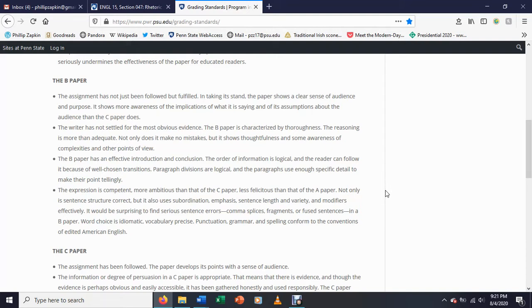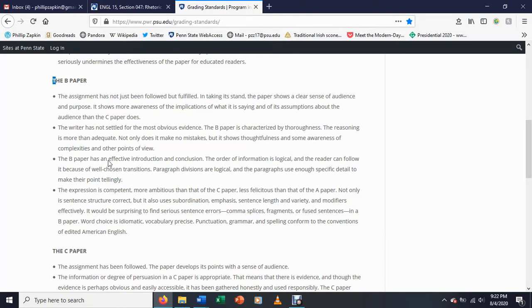The expression is competent, more ambitious than that of the C paper, less felicitous than that of the A paper. Not only is sentence structure correct, but it also uses subordination, emphasis, sentence length and variety, and modifiers effectively. It would be surprising to find serious sentence errors, comma splices, fragments, or fused sentences in a B paper. Word choice is idiomatic, vocabulary precise. Punctuation, grammar, and spelling conform to the conventions of edited American English.